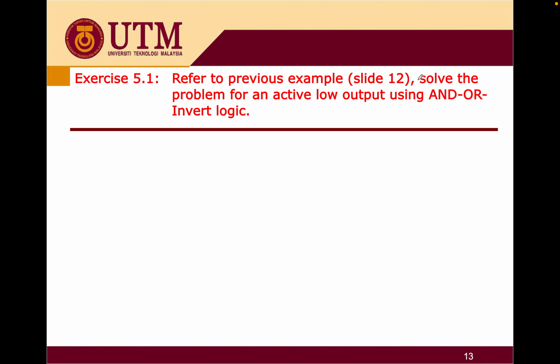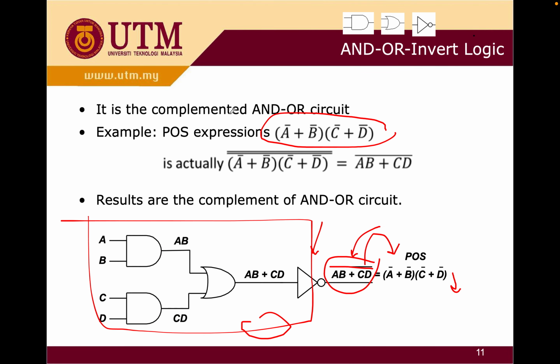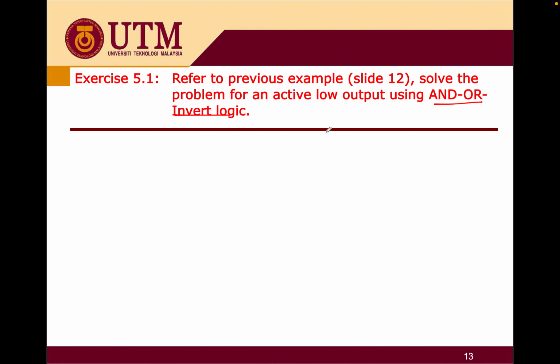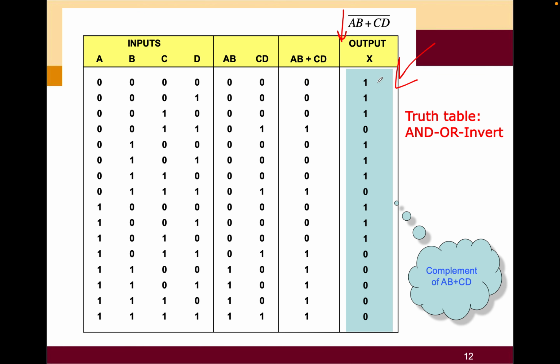Okay, there is another example here. Refer to the previous example, slide 12. Solve the problem for an active low output using AND-OR-inverse logic. So you need to use the AND-OR-inverse logic. Try to do the exercise here, which is similar, using this truth table, and you need to draw the AND-OR-inverse.